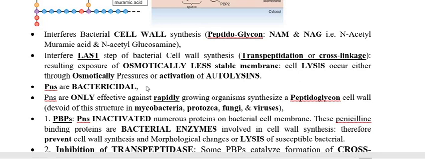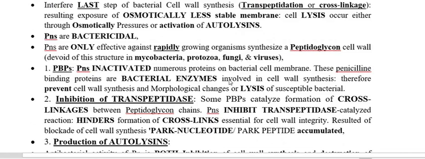Not only that, the bacteria also produce the enzyme autolysine. So when no cross linking and no lattice structure is formed, the cell wall is weak, and this autolysine secreted by the bacteria is going to break down the cell wall, and thereafter the bacterial cell wall ruptures, and the bacteria die, and therefore the drug is bactericidal in nature.